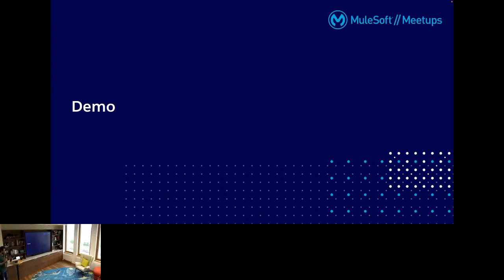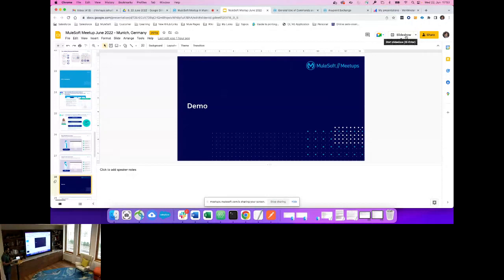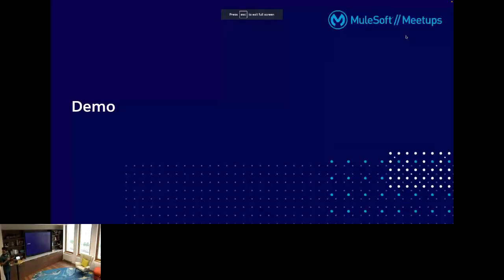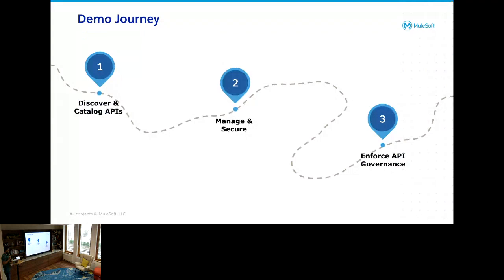Okay, thanks, Igor. Okay, so I think then we can move to the demo. I hope everyone can hear me. So we'll be going through a demo journey. We'll be looking at all three components: the API Catalog CLI, Flex Gateway, and the API governance.